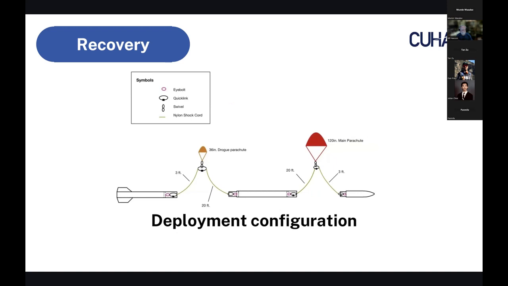Okay, as for the deployment configuration, we utilize dual deployment, in which the booster section is connected to the 30-inch drogue parachute by a 3 feet nylon shock cord, and a 20 feet nylon shock cord to the bottom of the avionics part. The 120-inch main parachute is connected to the top of the avionics bulkhead by a 20 feet nylon shock cord, and 3 feet to the bottom of the payload section. Okay.